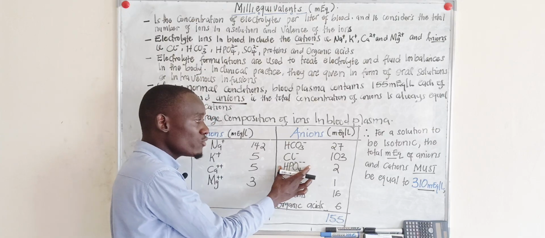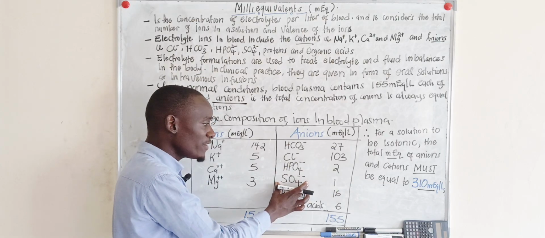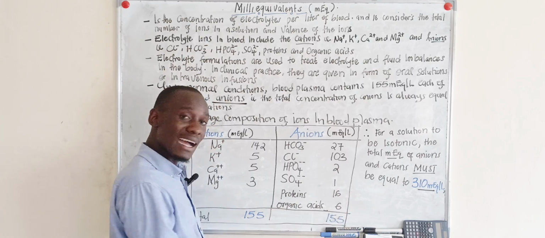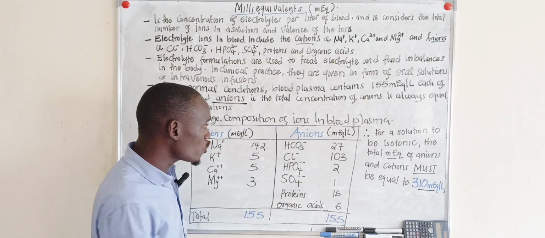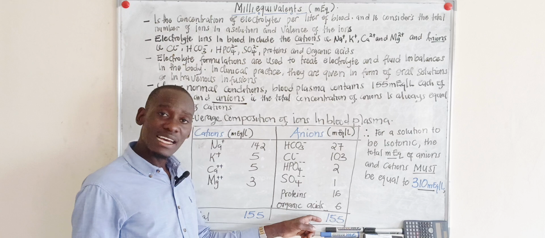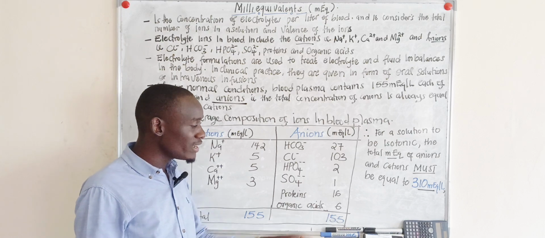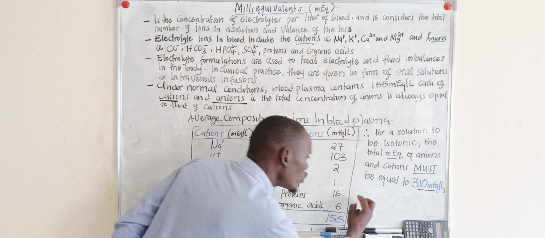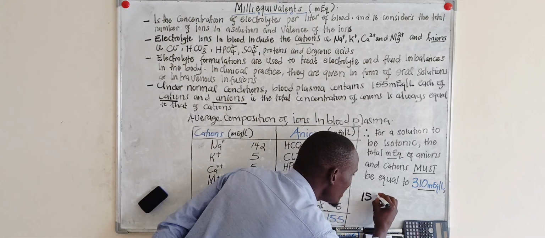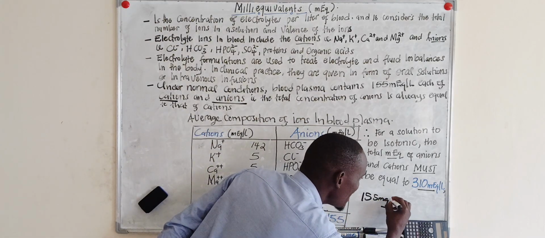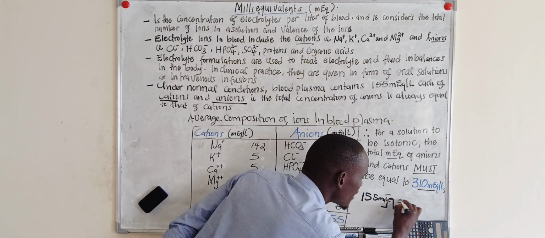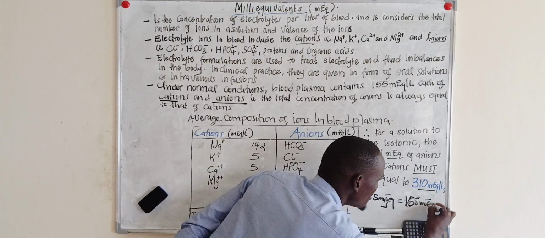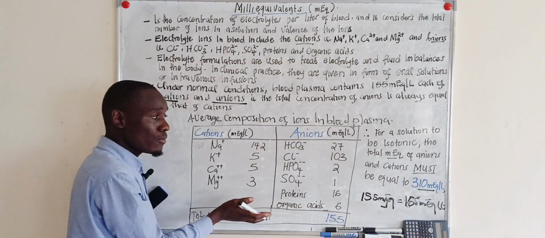We have also hydrogen phosphate 2. We have sulfate ions 1. We have proteins as 16, and we have organic acids as 6. So when you total up all this, it gives us a total of 155 milliequivalents per liter of blood. So the total concentration of milliequivalents for anions must always be equal to that of cations, as can be seen from our table here.